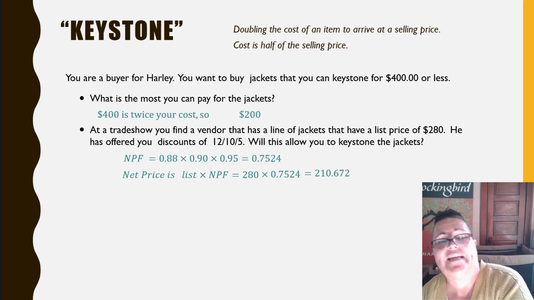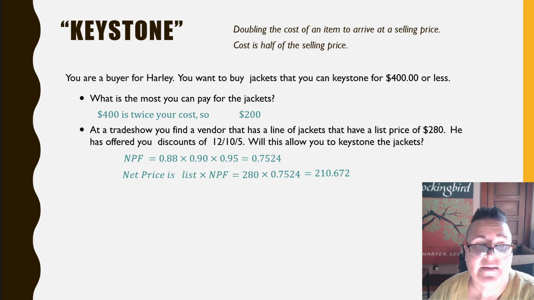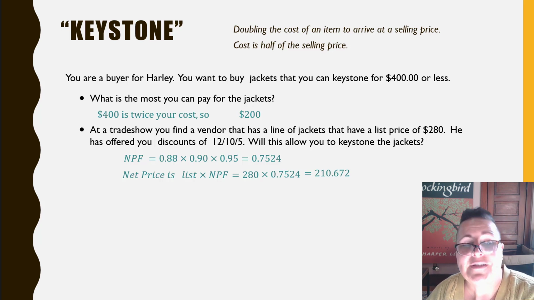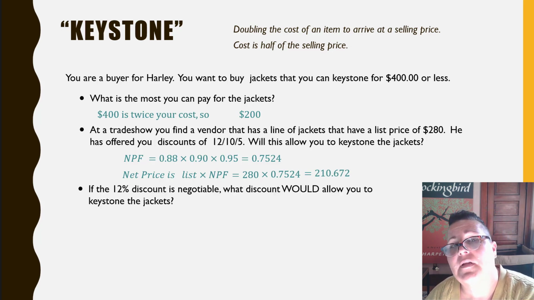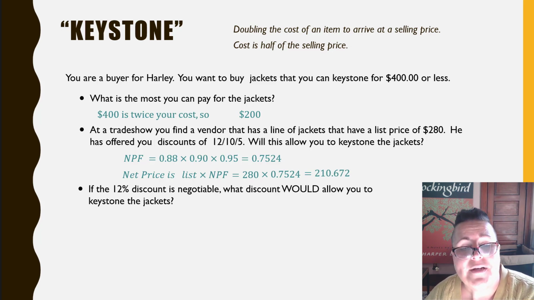which is 210.672. Now, we've already said that you can't go over $200, and this would be 210.672. And so technically, you have to walk away. And then the vendor throws a wrench in things. The vendor has decided that the 12% discount is negotiable and wants to know what discount would allow you to keystone that jacket. So he wants to keep a sale.